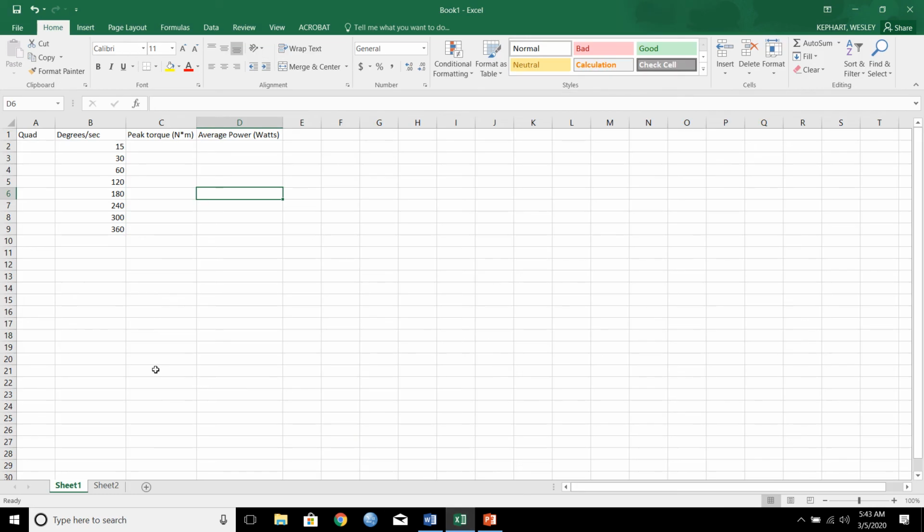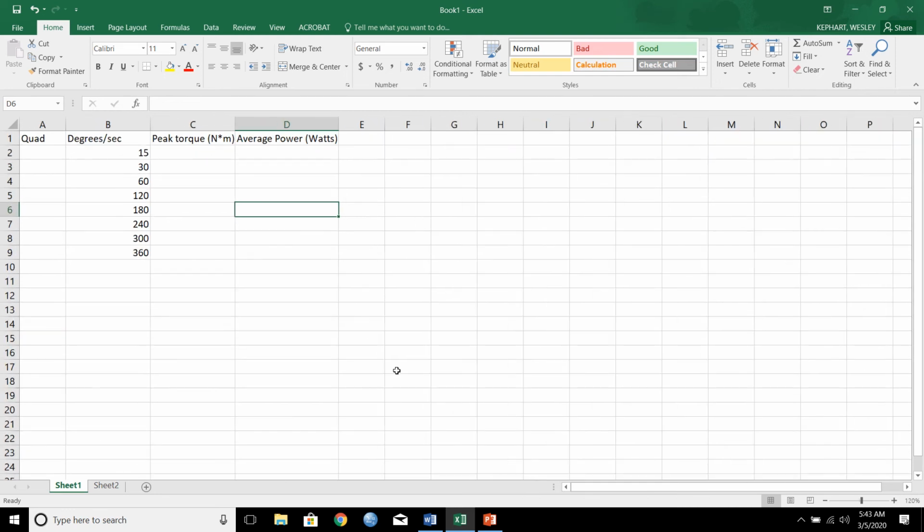I'm not going to give you an Excel file, so go ahead and pause and make an Excel file that looks somewhat like this. I will increase the size just a little bit. So we're going to be doing quad, degrees per second, peak torque, and average power. So these are really the only 2 things that we're going to be measuring during the Isokinetic dynamometer stuff. And these are the degrees per second that I'm going to have programmed in the computer. So that's going to stay constant. Go ahead and write all that in.